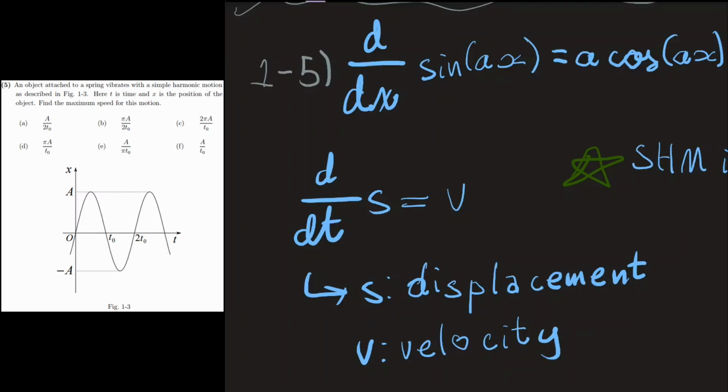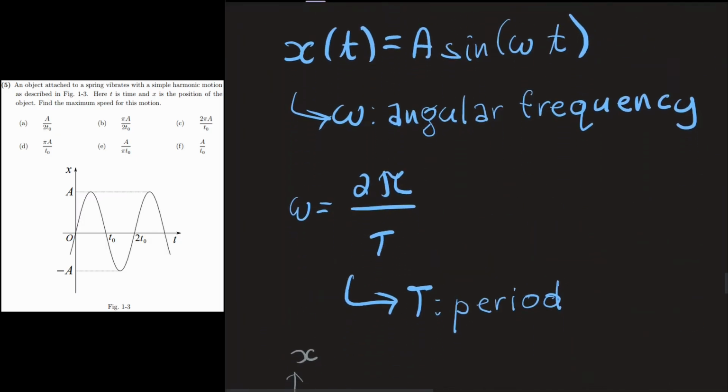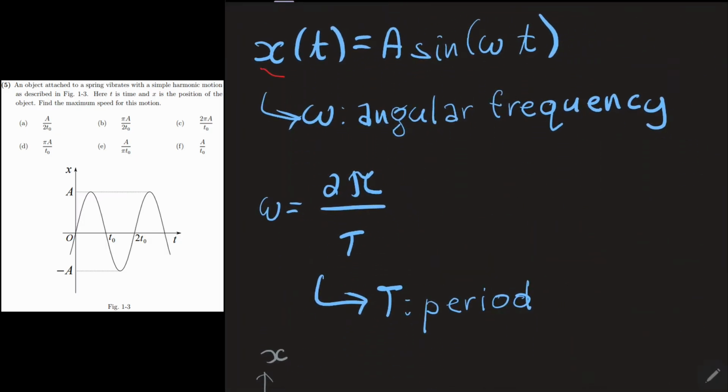So for this, you need to know a bit about simple harmonic motion and also a little bit about derivatives. So this equation right here gives the position of an object experiencing simple harmonic motion in terms of time t. So x is the position, t is of course the time, a is the amplitude of the simple harmonic motion, or in other words, the amplitude of the sinusoidal function that describes the simple harmonic motion, and omega is the angular frequency.